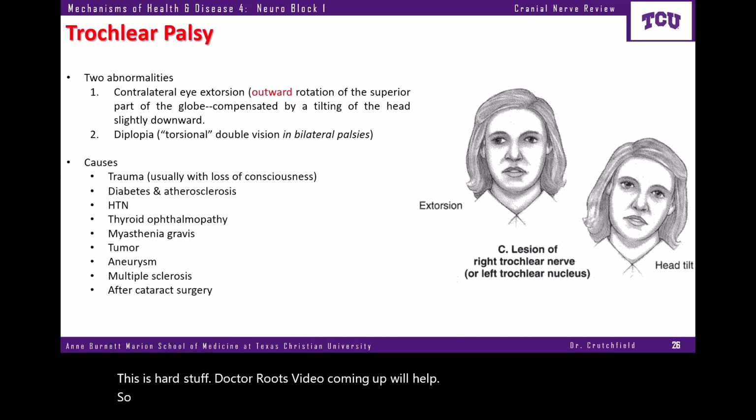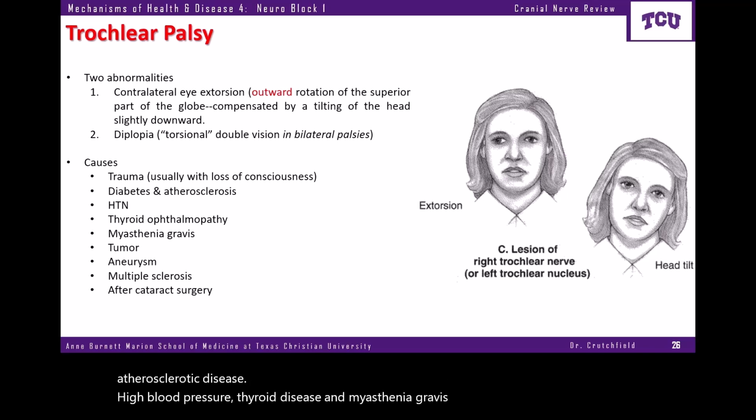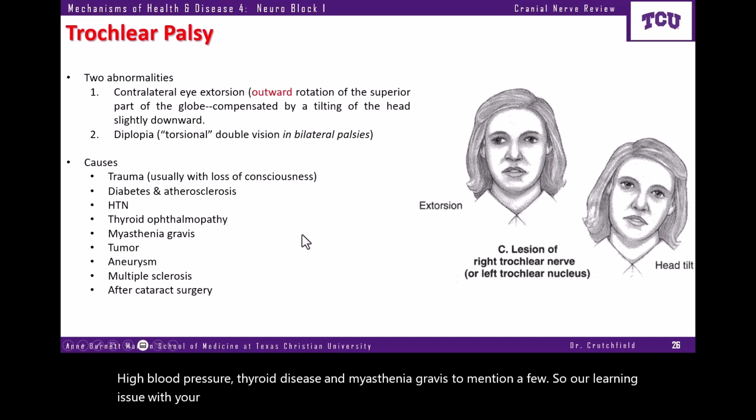So here are some causes of a trochlear nerve palsy. Trauma, of course, diabetes, atherosclerotic disease, high blood pressure, thyroid disease, and myasthenia gravis, to mention a few. So our learning issue: with your understanding of the nuclei of the fourth cranial nerve, can you explain how a bilateral palsy would occur?